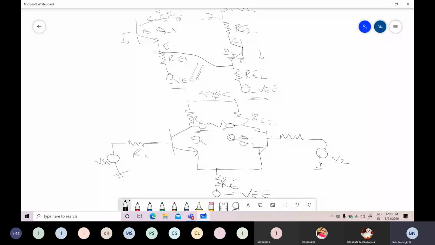A differential amplifier has two modes of operation. The first mode is differential mode operation and the second is common mode operation. In the differential mode, the two input signals, VS1 and VS2, or V1 and V2, are different from each other. Consider V1 and V2 as two input signals which are the same in magnitude, but 180 degrees out of phase.